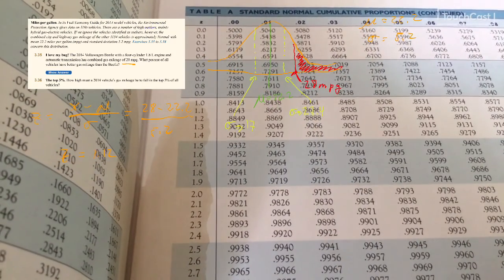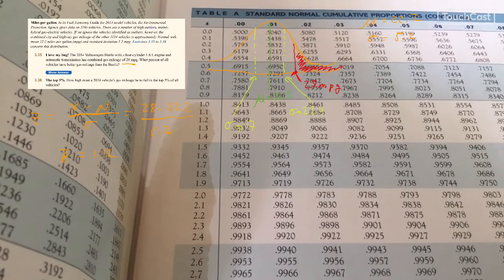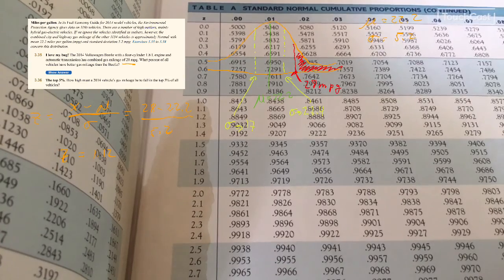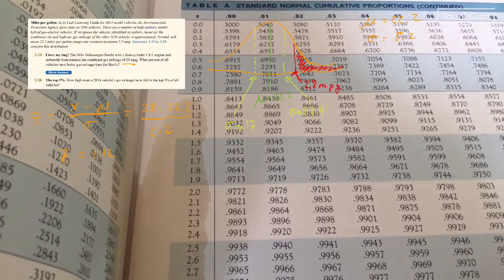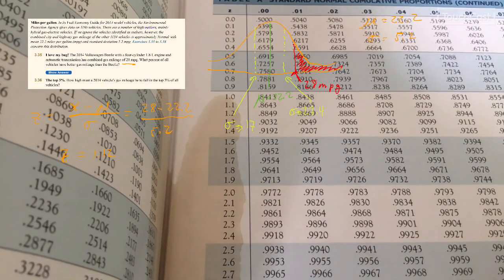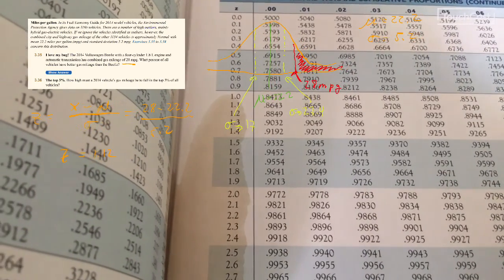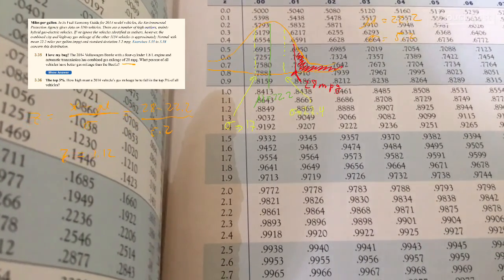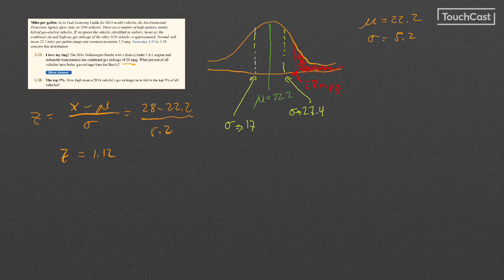If I look at this table, I can see that 1.1 is under the Z column. Then if I go over, I know that this is 1.12, so 1.1, and now I can go over to the 0.02, and you can see here that that is 0.8686. So that is our value for the cumulative proportion. So let me just turn that off for a second. Our cumulative proportion is 0.8686, and what that tells me is that 86% of the population falls below 28 miles per gallon.